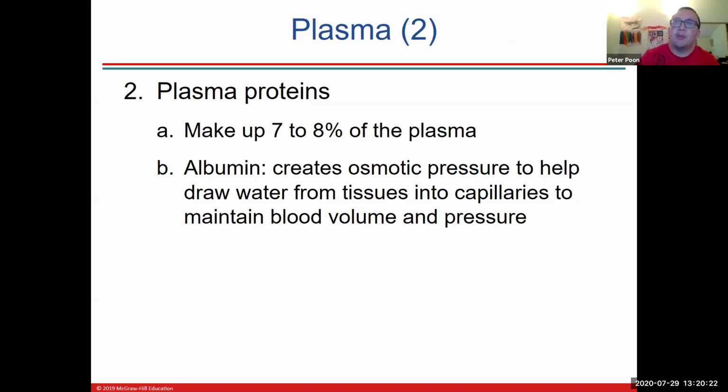Okay, so the plasma proteins make up 7 to 8% of plasma. Albumin, okay, the purpose of albumin is it creates the osmotic pressure to help draw water from the tissues into the capillaries and help maintain blood volume and pressure. So what happens is the osmotic pressure of albumin causes fluid to leak into the capillaries.